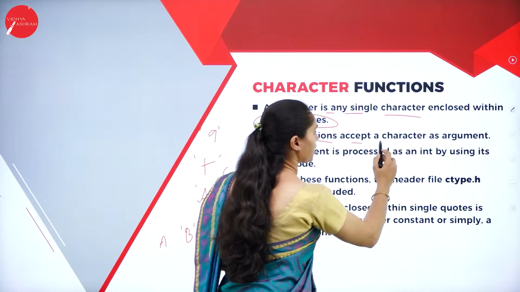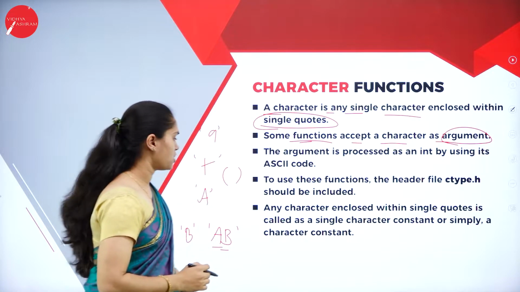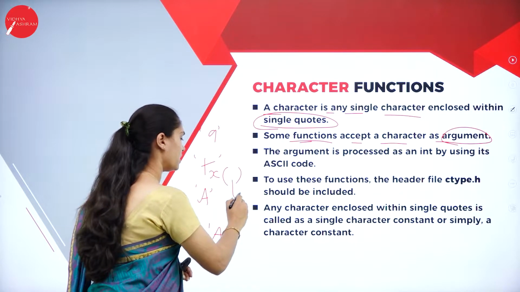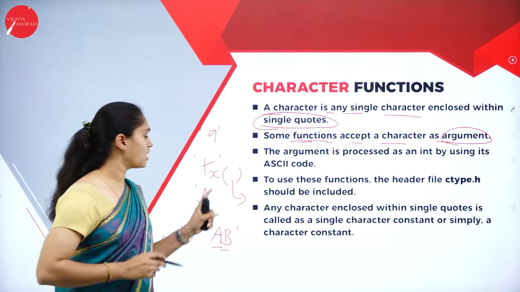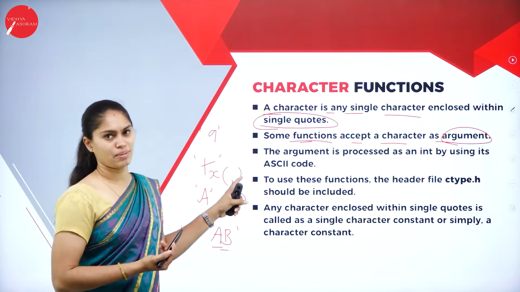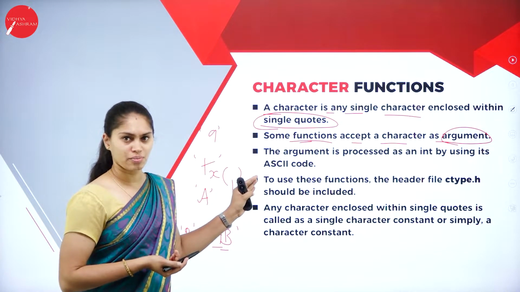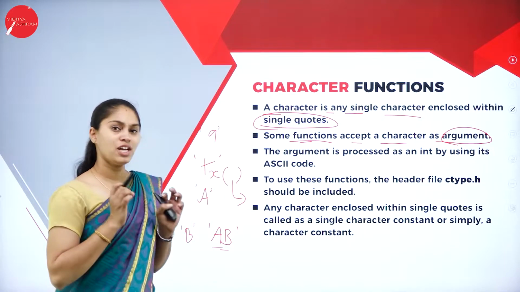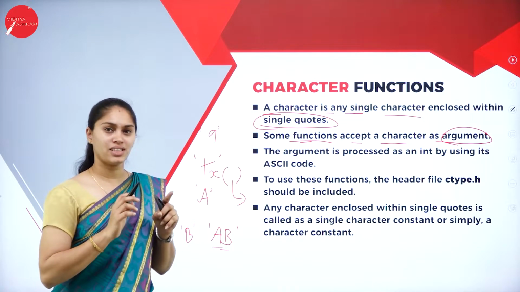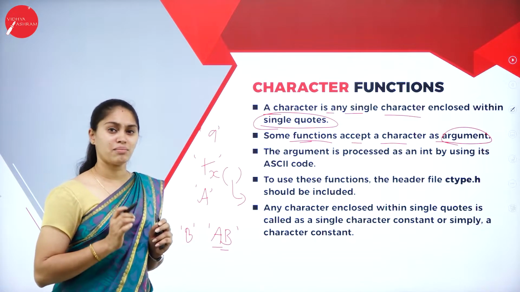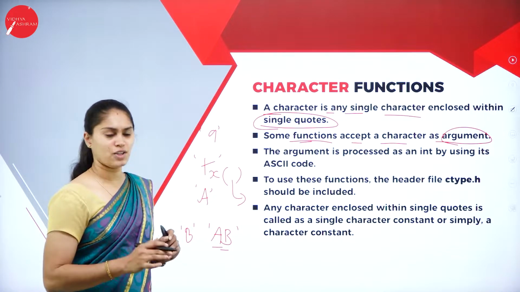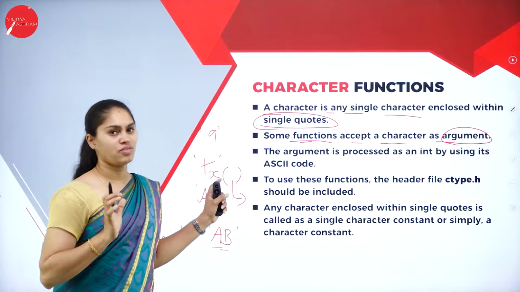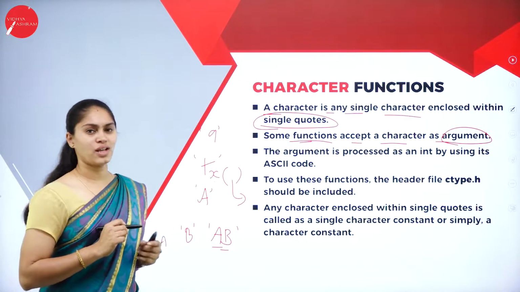Some functions will accept a character as an argument. For example, x with parenthesis open and close, I can call this a function. Within that parenthesis, whatever value we send will be considered a parameter or an argument. We are going to discuss the types of parameters in my coming session. As of now, just understand that whatever we write within that parenthesis is a parameter or an argument, mainly used to perform operations, and whatever we have written here indicates the name of the function. Okay, that is related to the second point.